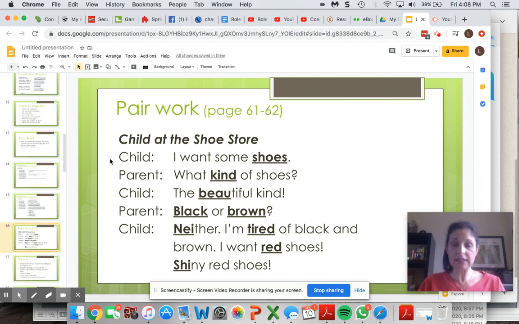So let's practice together. I will be the parent. You are the child. Go. What kind of shoes? Black or brown? Good. Once more, I'll be the child. I want some shoes. The beautiful kind. Neither. I'm tired of black and brown. I want red shoes. Shiny red shoes.